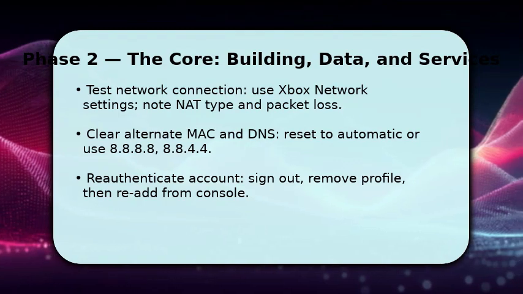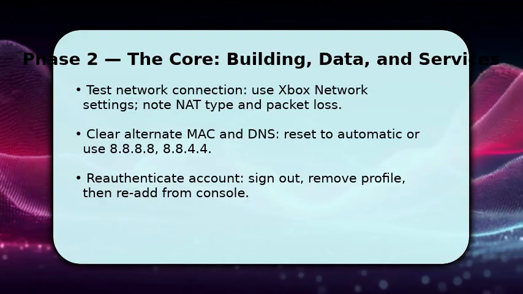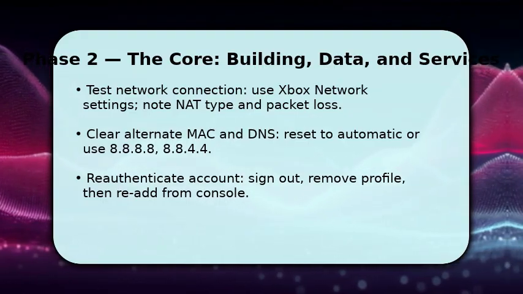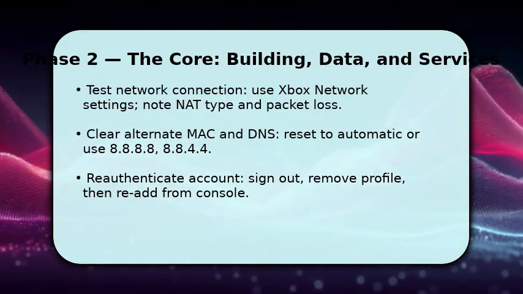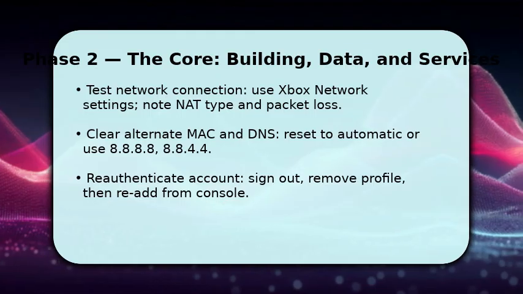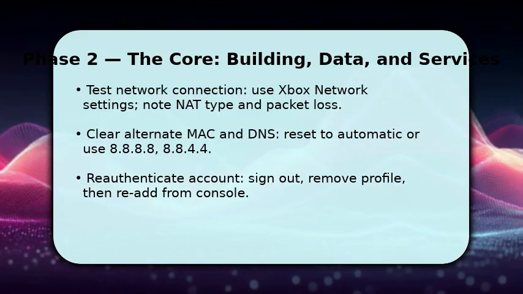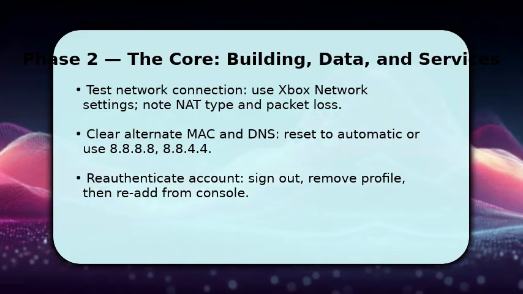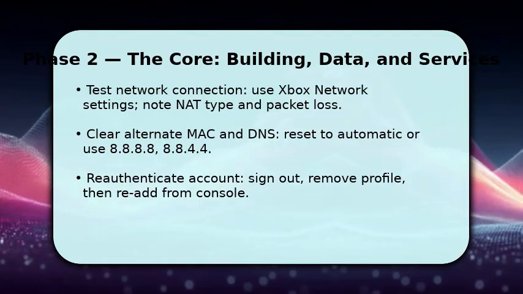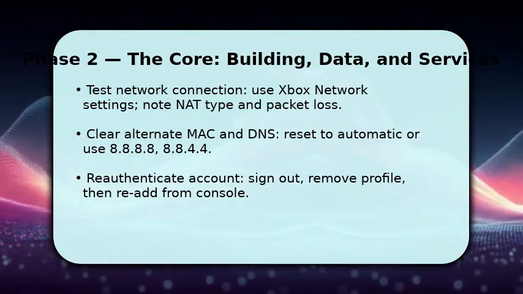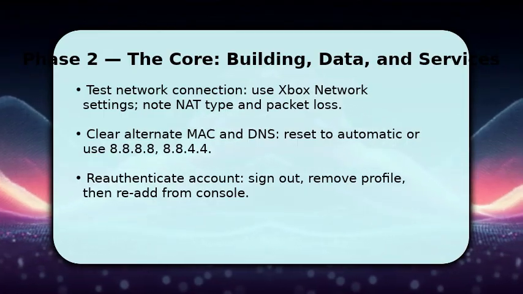Next, focus on deeper network and account actions that commonly resolve service info errors. You should run the network test in Xbox settings and note NAT type and packet loss. Strict NAT or high loss causes connectivity failure. If needed, clear the alternate MAC address and set DNS to automatic or try 8.8.4.4 to bypass ISP DNS issues. Finally, sign out, remove your profile, and re-add it. This forces credential refreshes and can restore service listings.